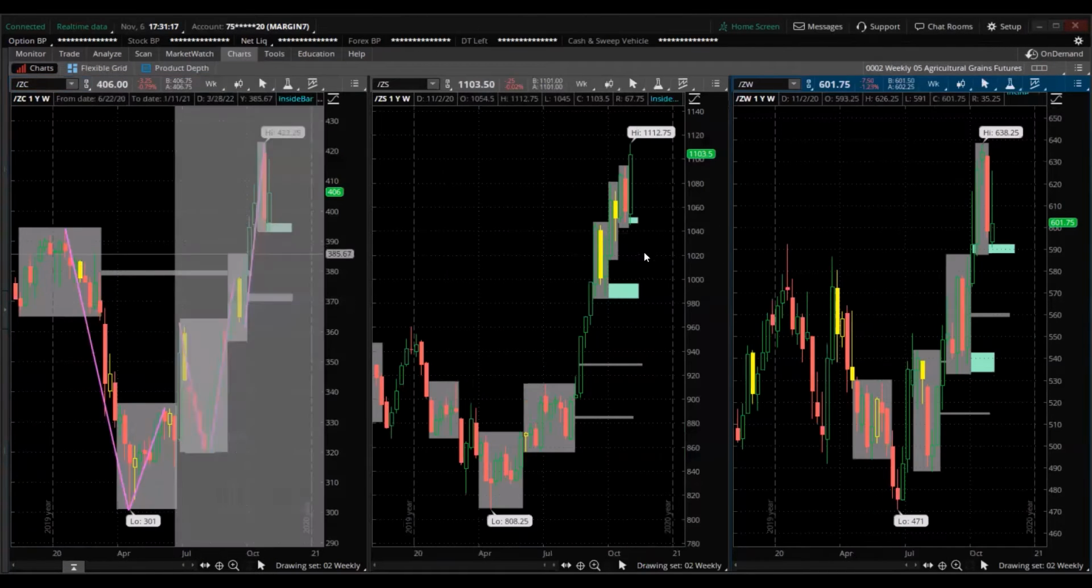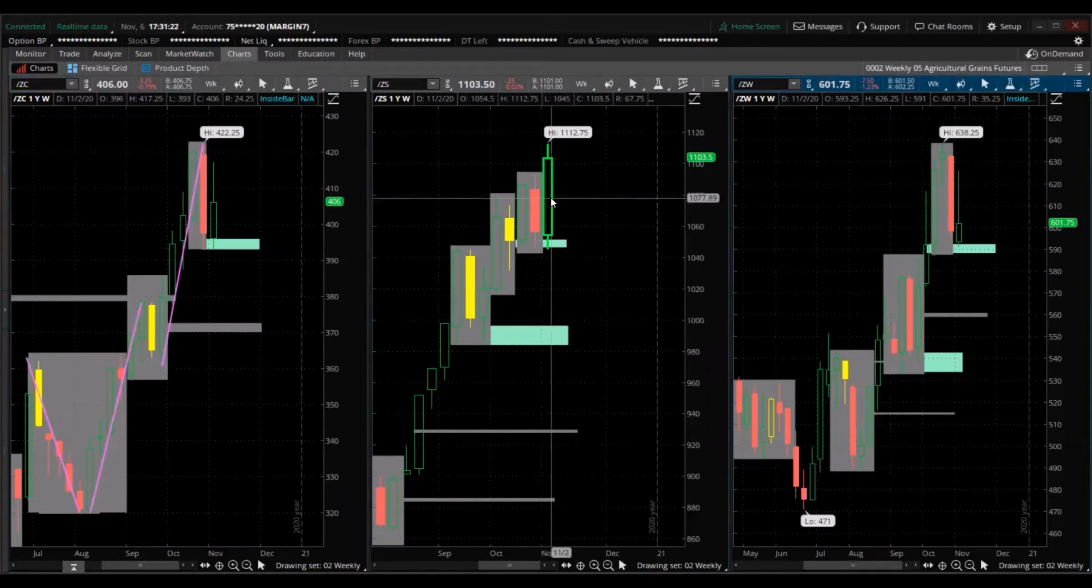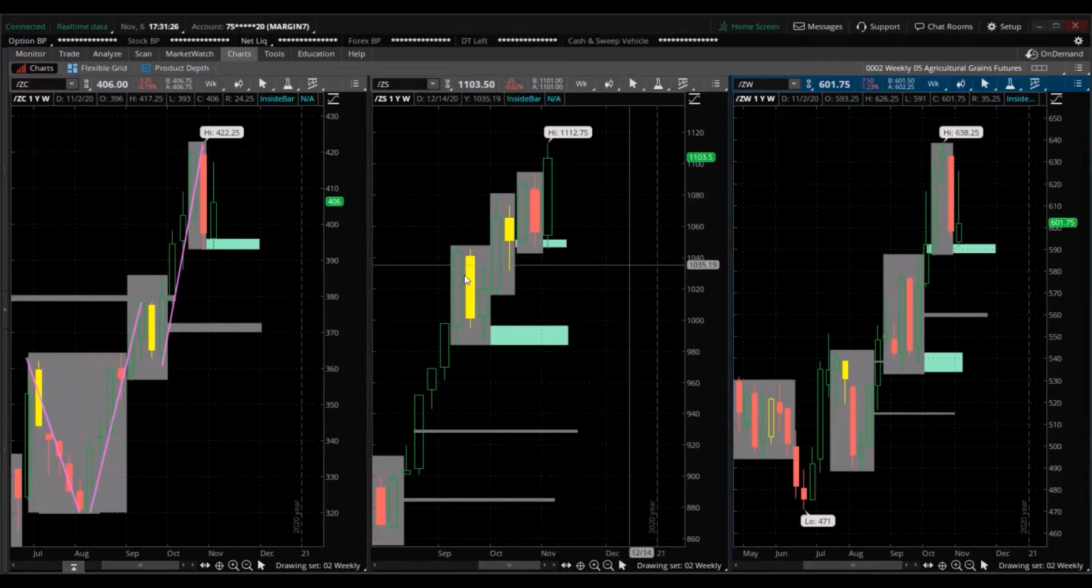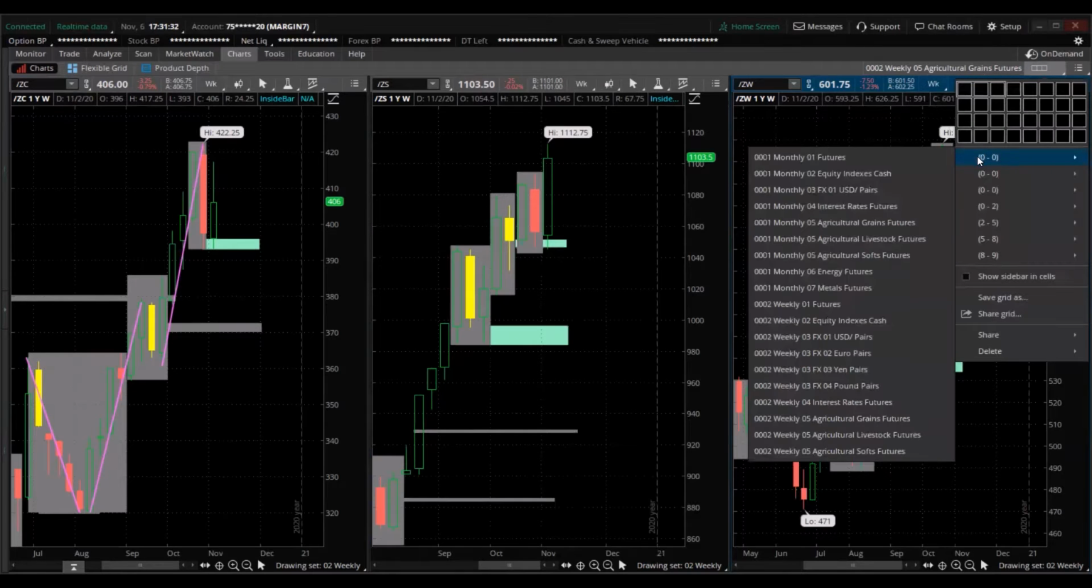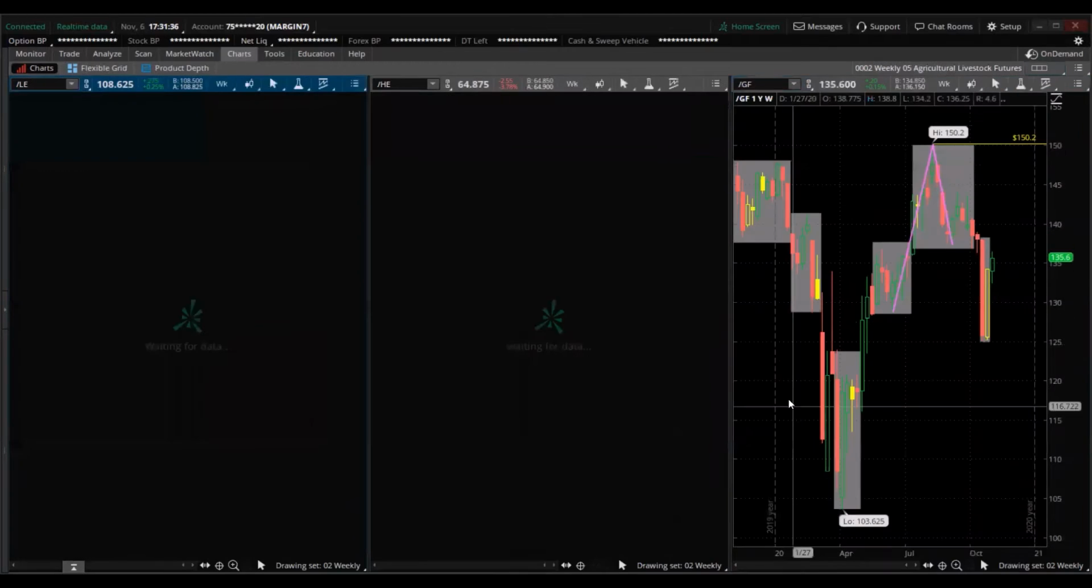Quick comparison. They all closed green for the week, where the dollar was red for the week. So with a declining dollar, and these are priced in dollars, they went higher. Often they go inverse from each other.